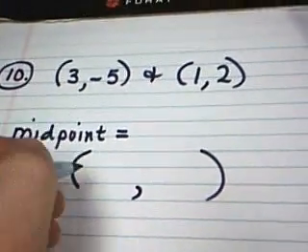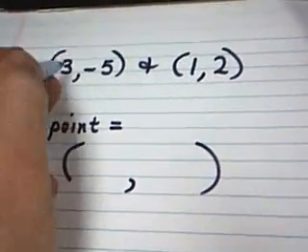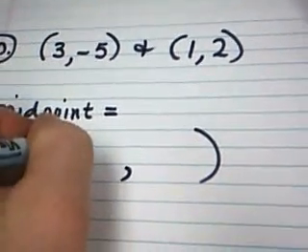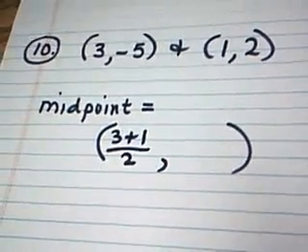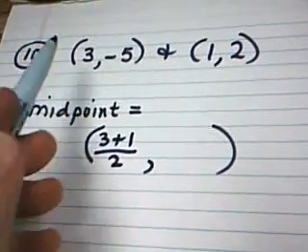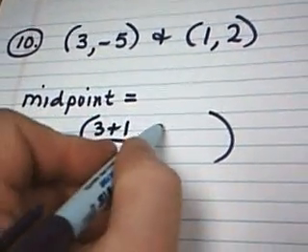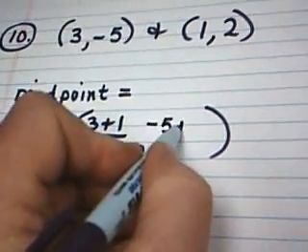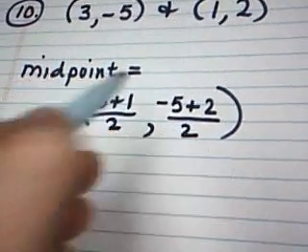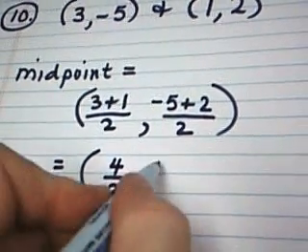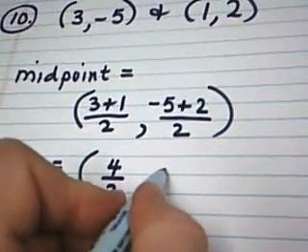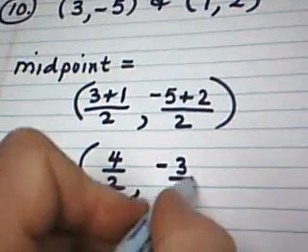To find the x coordinate of the midpoint, I average the 3 and the 1. 3 plus 1 divided by 2. To find the y coordinate of the midpoint, I average the y values. So I take them, I add them together, and I divide by 2. I have 4 divided by 2. I have, what, a negative 3 divided by 2.